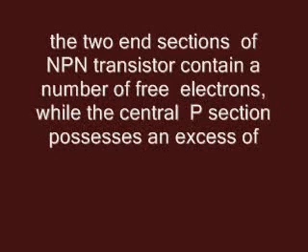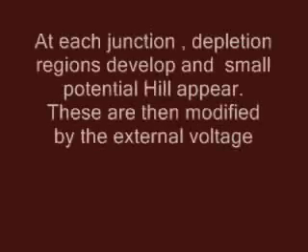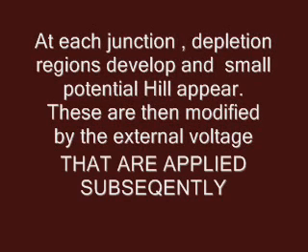The two N sections of the NPN transistor contain a number of free electrons, while the central P section possesses an excess of holes. At each junction, depletion regions develop and small potential hills appear. These are then modified by the external voltages that are applied subsequently.